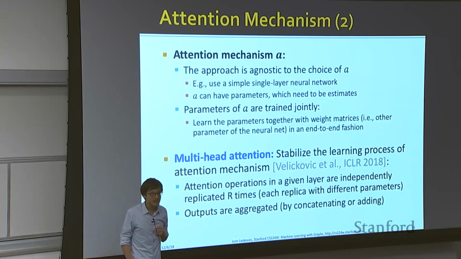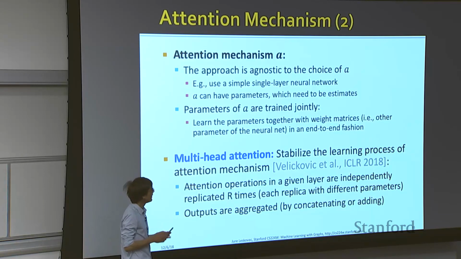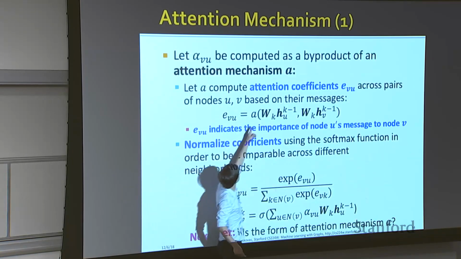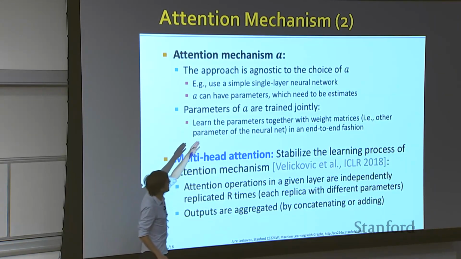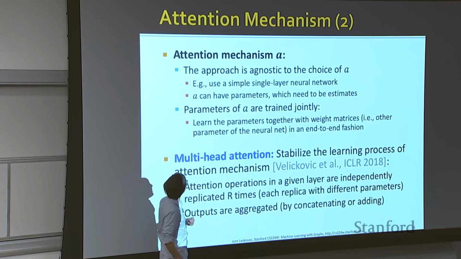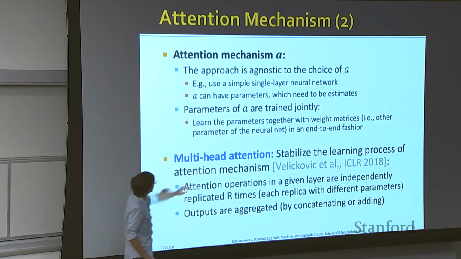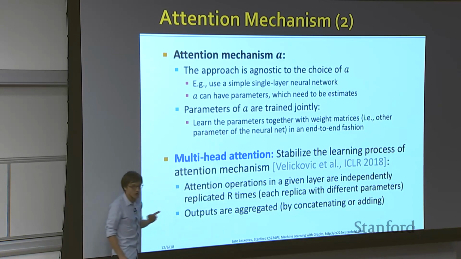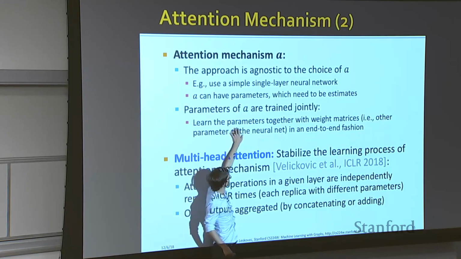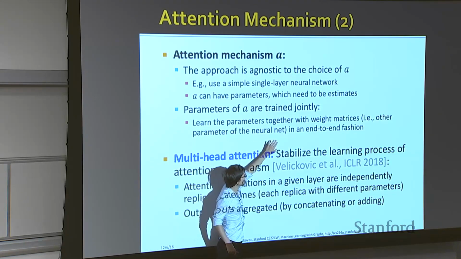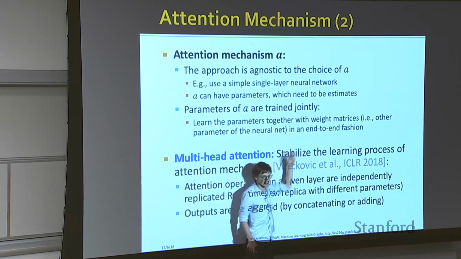So here is the idea for the attention mechanism. There can be an approach to choosing this attention mechanism function A. This function up here, we are agnostic about it, right? In some sense, you could use a simple single layer neural network. This function A can have parameters which we would need to estimate. And the point is that these parameters of A are trained jointly with the aggregation neural network itself, right? So we learn the parameters of this attention mechanism A together with the weight matrices W and B that we talked about in an end-to-end fashion.